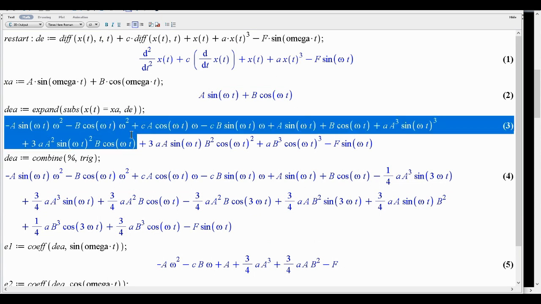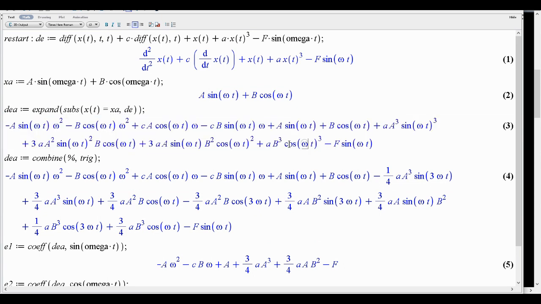Here is something that is long over here, but you see it has cosine cube of omega t. When I use combine on the previous using trigonometric identities, then what happens is the cosine omega t cube is gone, and what we have is sine 3 omega t, cos 3 omega t should be there, and so on. So these terms are there.